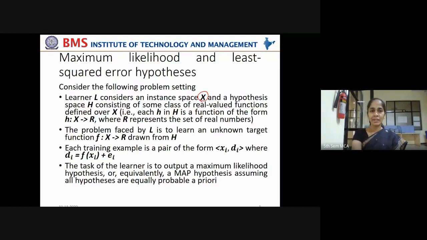And a hypothesis space H, which contains a number of hypotheses H1, H2, H3, which are consistent with the training examples, but we don't know their likelihood. We don't know which hypothesis has more probability. That is the problem we are going to learn. We are going to make the machine learn. Space H consisting of some class of real valued functions. Real valued functions means you are trying to estimate some numerical value, predict some numerical value, right? Consisting of some class of real valued functions defined over X.